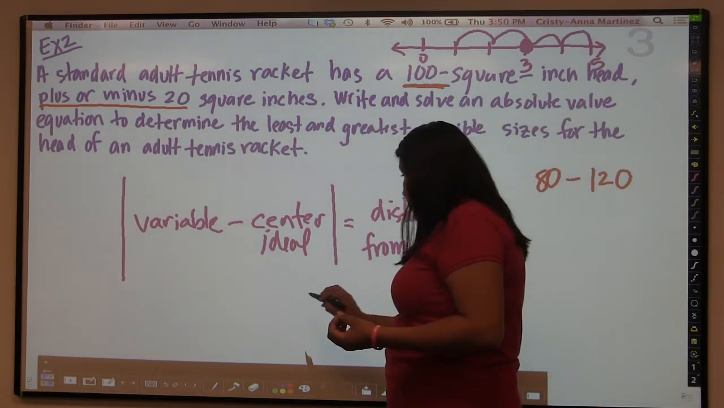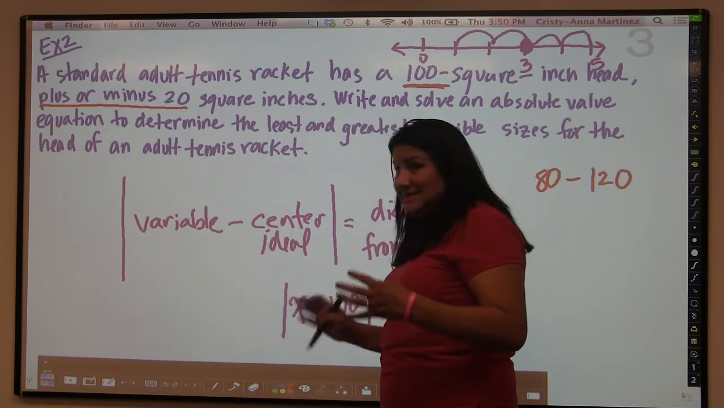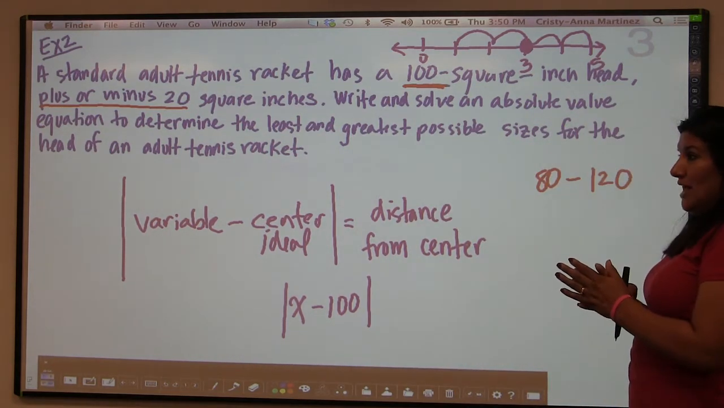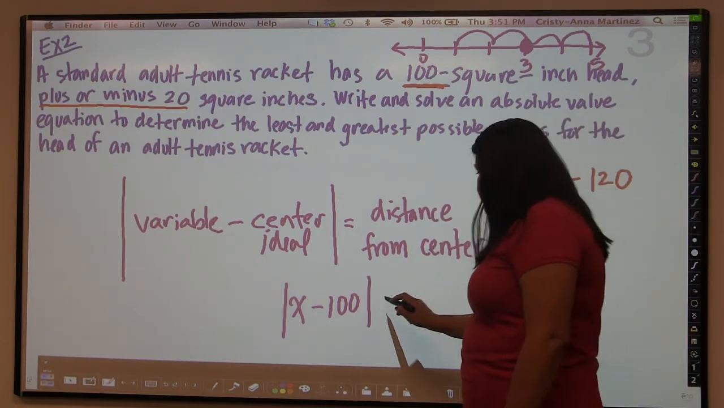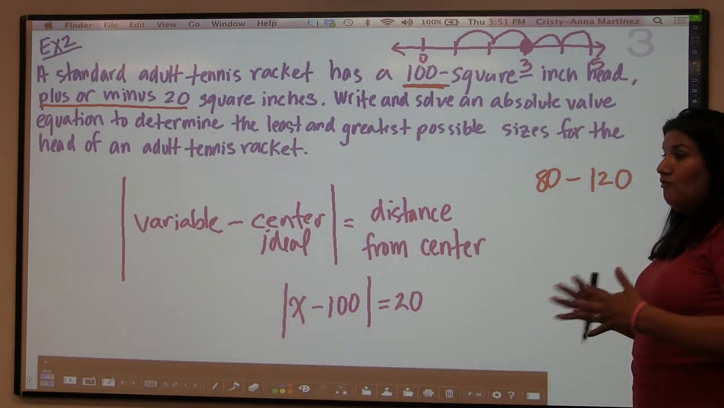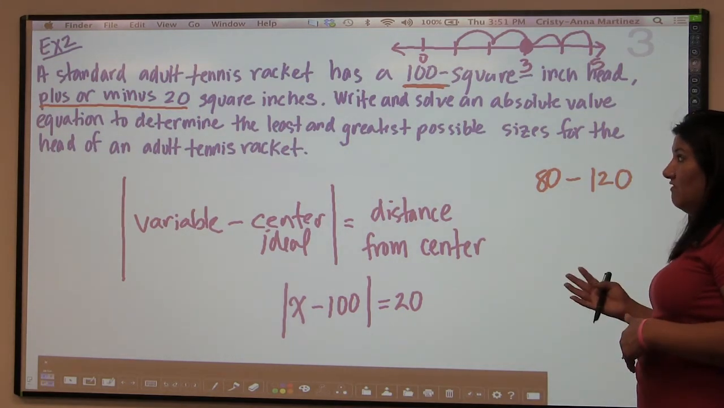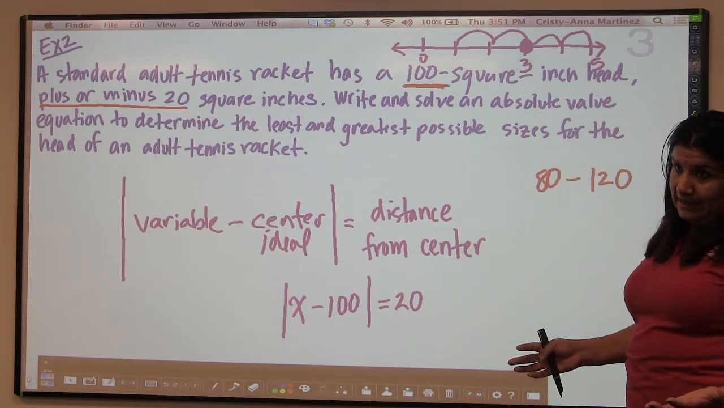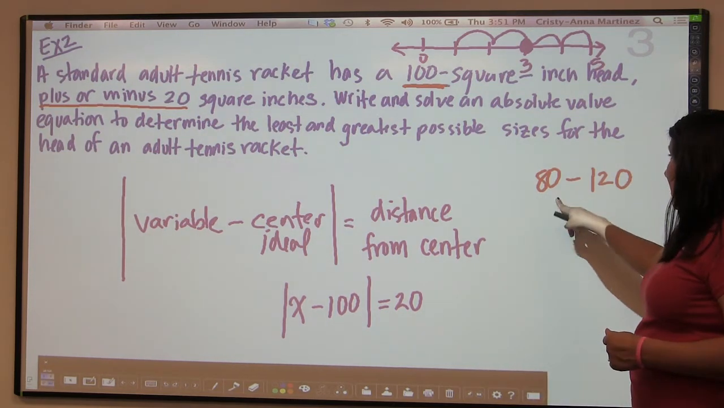So I'm going to pick a variable. I'm just going to use x, and we're going to go minus 100, which is the center. I would like it to be ideally 100. But I'm also willing to fudge the 100 and be anywhere from 80 to 120, because I'm going plus or minus 20. So the distance from the center, the distance from my ideal, how far off the ideal am I willing to be okay with this? I'm okay if it's 20 above my ideal or if it's 20 below my ideal. I'm not okay if it's 30 above my ideal, if that makes sense. So when I solve this, I'm going to get the answers of 80 and 120.